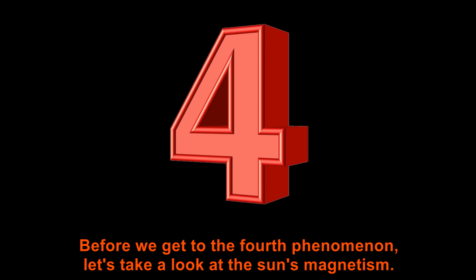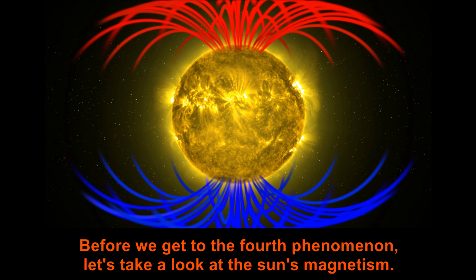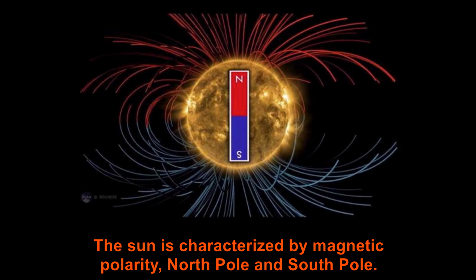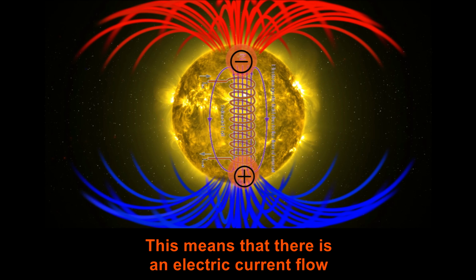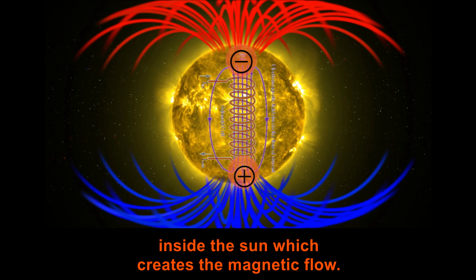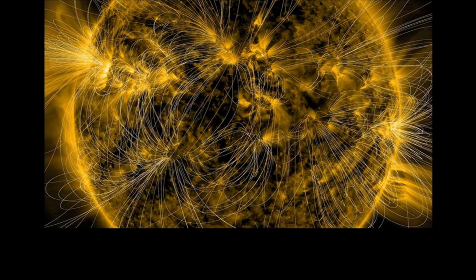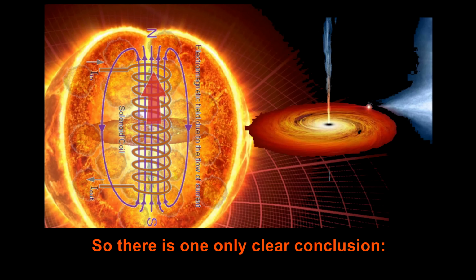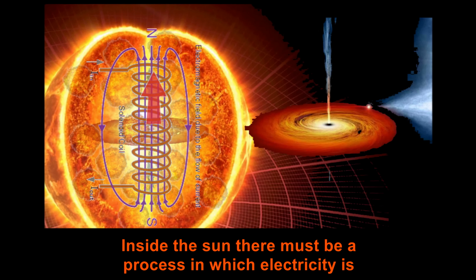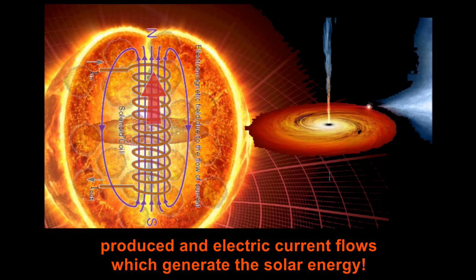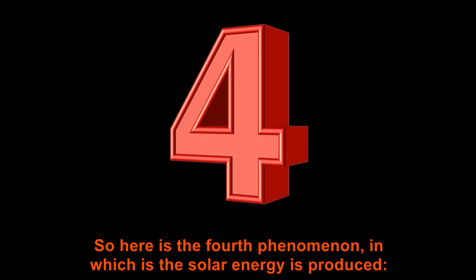Before we get to the fourth phenomenon, let's take a look at the Sun's magnetism. The Sun is characterized by magnetic polarity, North Pole and South Pole. This means that there is an electric current flow inside the Sun which creates the magnetic flow. In addition, the solar equator is characterized by increased magnetic activity. So there is only one clear conclusion. Inside the Sun there must be a process in which electricity is produced and electric current flows which generate the solar energy. So here is the fourth phenomenon, in which the solar energy is produced.